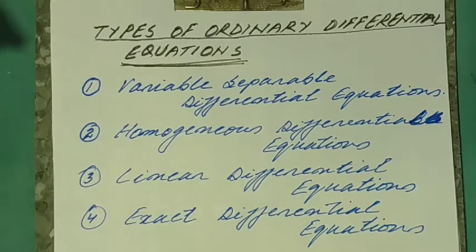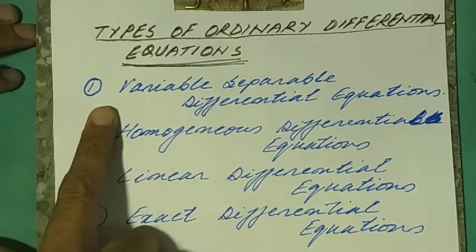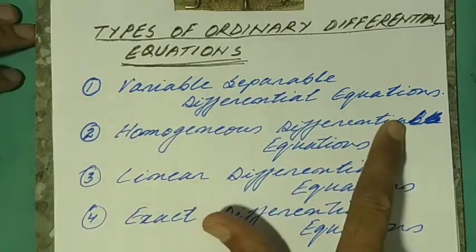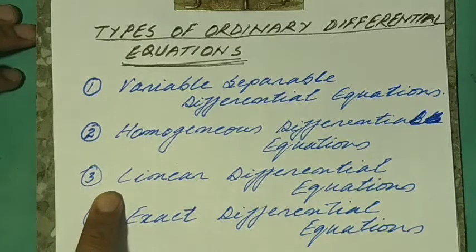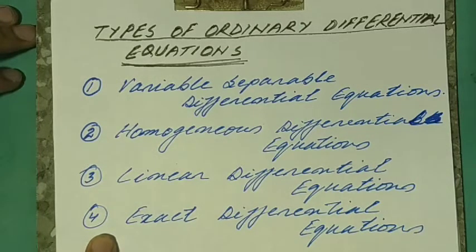So now here we are going to talk about different types of ordinary differential equations and how to solve them. Basically, there are four types of ordinary differential equations. Number one, variable separable differential equation. Number two, homogeneous differential equations. Number three, linear differential equations. And number four, exact differential equations.